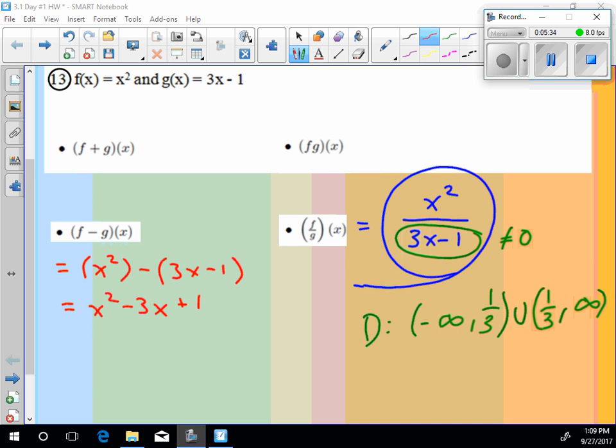Domain here, anybody just want to holler it out? Yes, all real numbers. Domain, you could do this: all real numbers, that will work, or negative infinity to infinity. I'll take that.